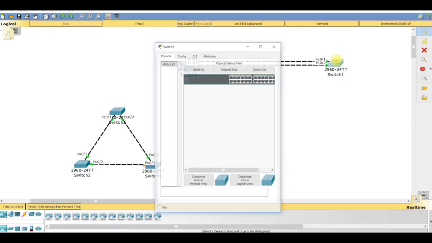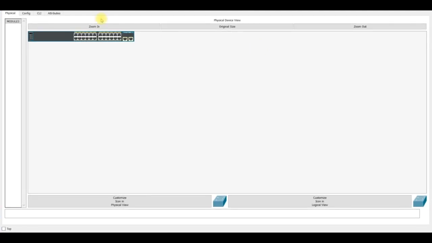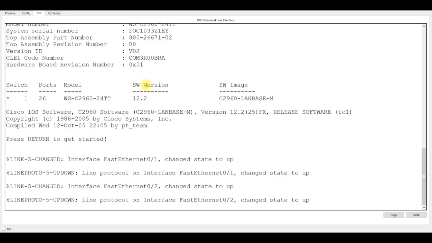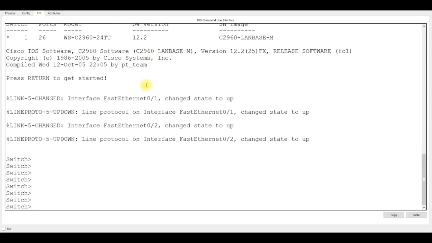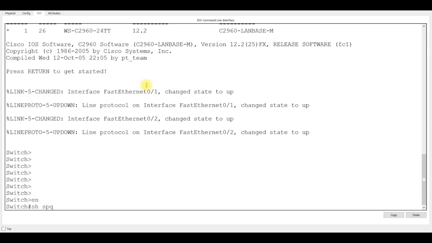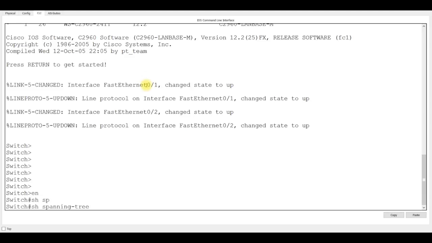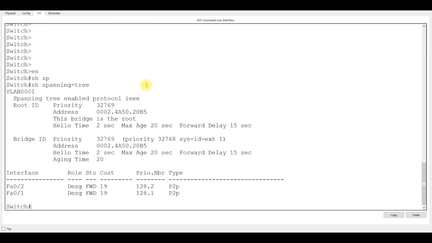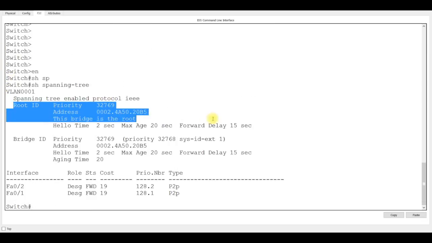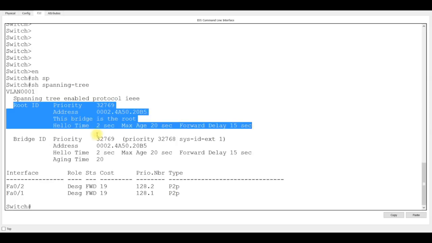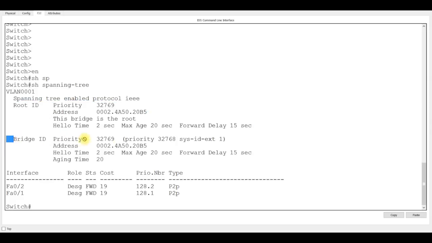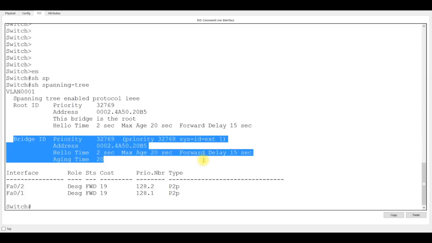All right, let's open that up. And how do we look at this stuff? We do show spanning-tree. You can do VLAN 1 if you want to, since that's the only VLAN there, but show spanning-tree will show you what you need. One thing I wanted to say right off the bat: this portion right up here deals with the root bridge. This information down here deals with the switch itself.